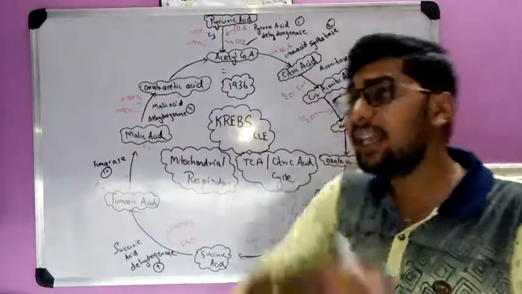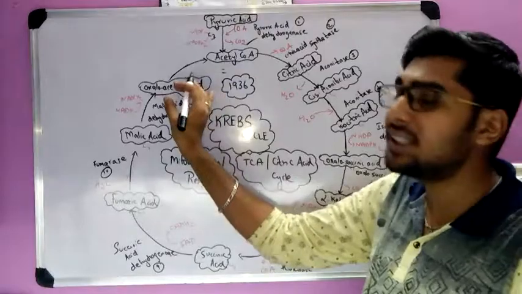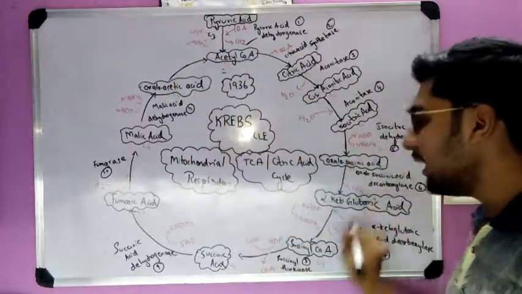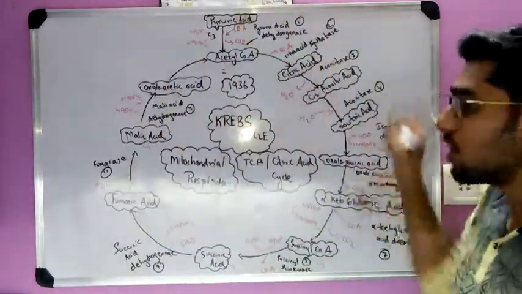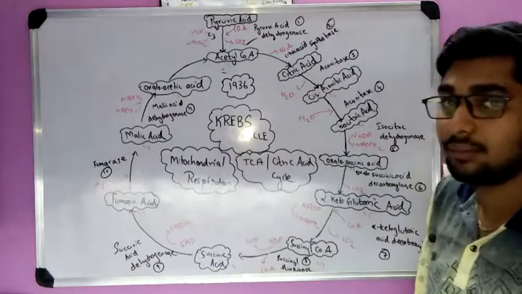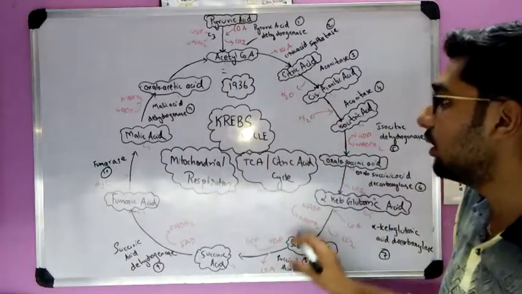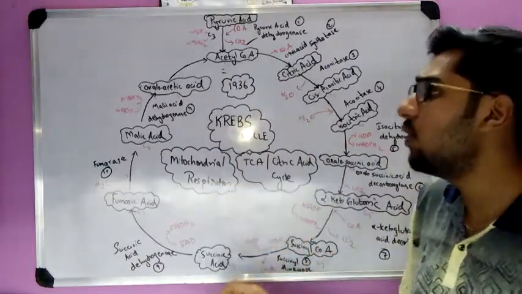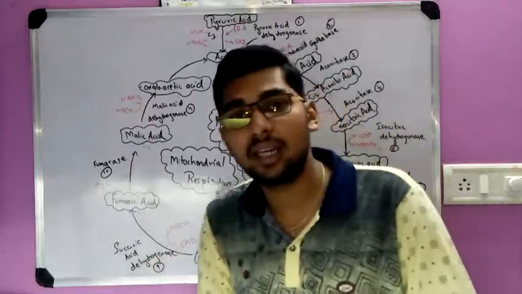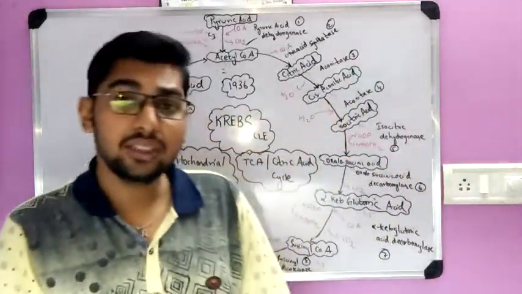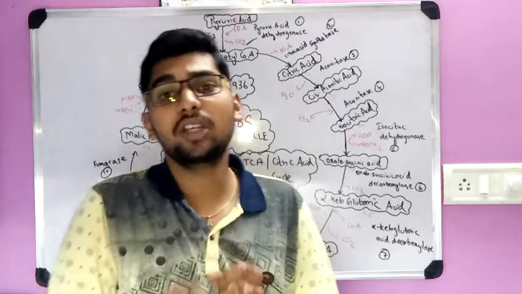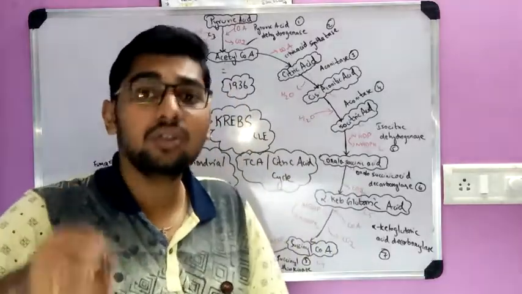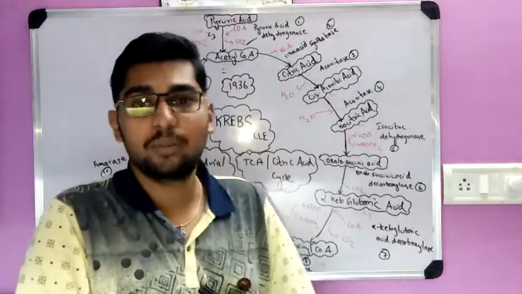Oxaloacetic acid again combines with another molecule of acetyl coenzyme A to form citric acid, and the same steps occur in a cyclic reaction, so it keeps on occurring. I hope this much is clear. So you have to remember now what is the significance of this Krebs cycle. This Krebs cycle produces an enormous amount of energy-rich molecules such as ATP, NADPH2, GTP, FADH2.